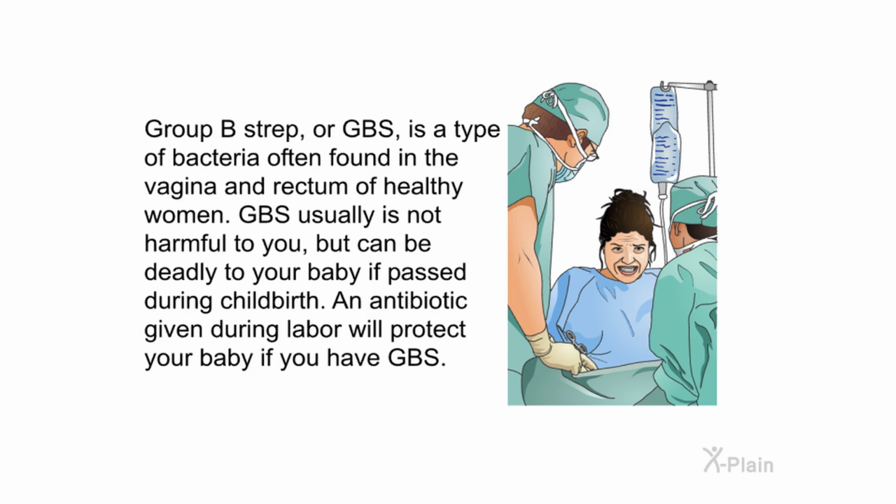Group B strep, or GBS, is a type of bacteria often found in the vagina and rectum of healthy women. GBS usually is not harmful to you, but can be deadly to your baby if passed during childbirth. An antibiotic given during labor will protect your baby if you have GBS.